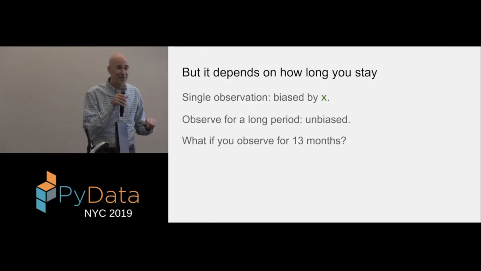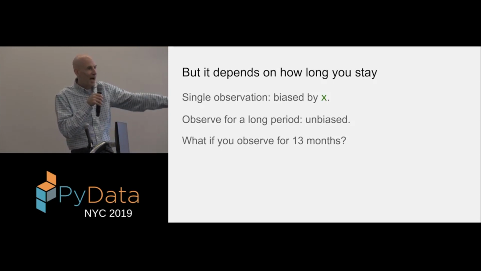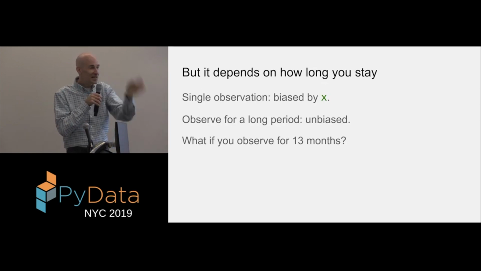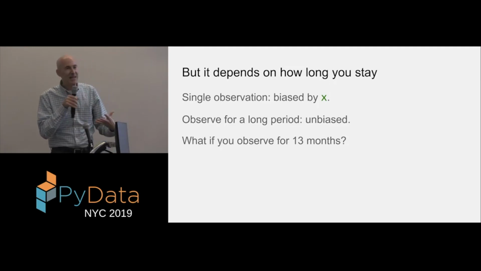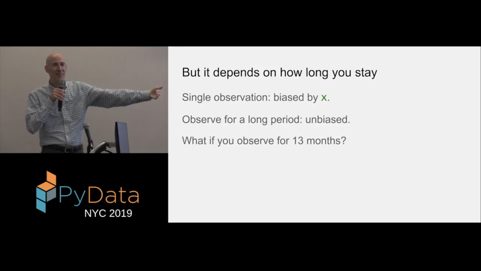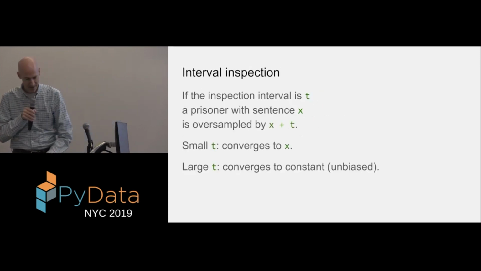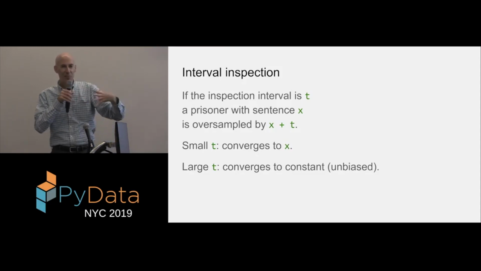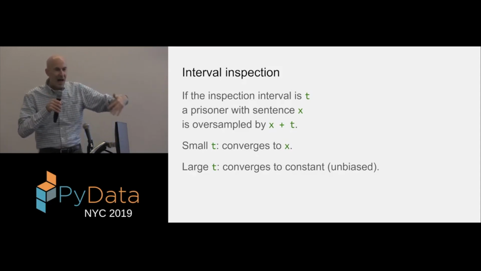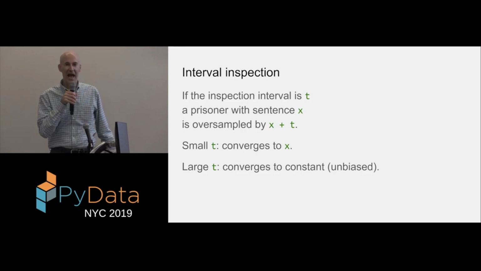Now, here's where this gets interesting. We figured out if you're like a judge and you see every sentence go by, you get an unbiased view. If you visit a prison once and you take an instantaneous sample, you get the purely biased view. But what do you see if you're there for an interval of time, like 13 months? You're going to see something in between those two views. And in particular, it works out that if your inspection process is for a duration t, and there's a prisoner with a sentence length x, your probability of sampling them is proportional to x plus t.